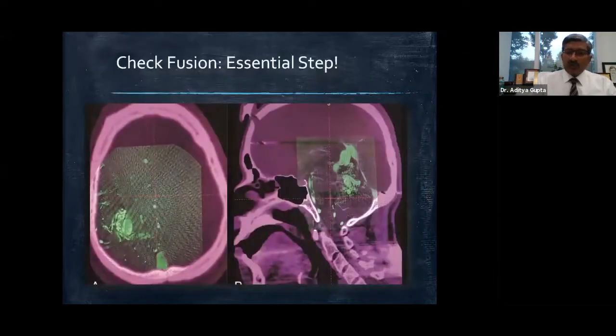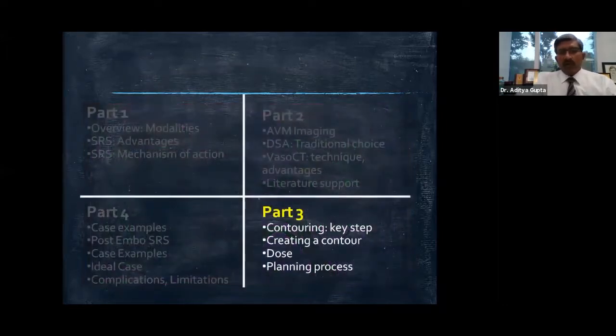Now, before we start using this imaging data set for contouring, one very important step not to miss is to check the fusion personally with the planning CT scan, which as we know is the primary imaging data set for the Cyberknife. Now let's come to the contouring part.